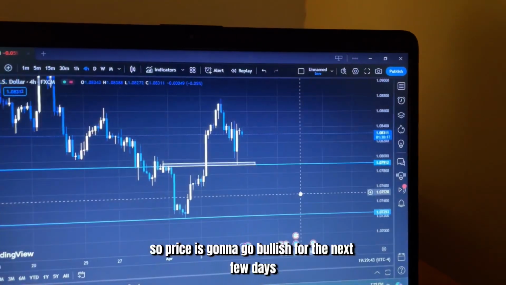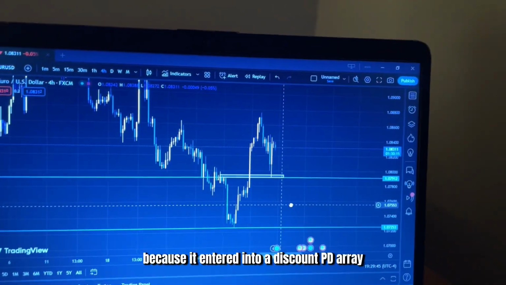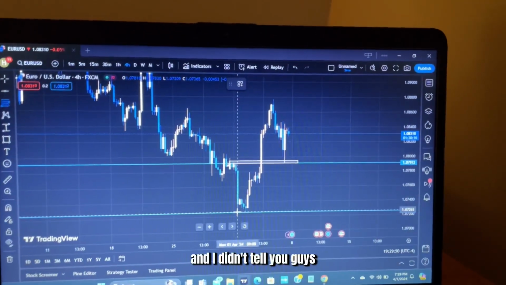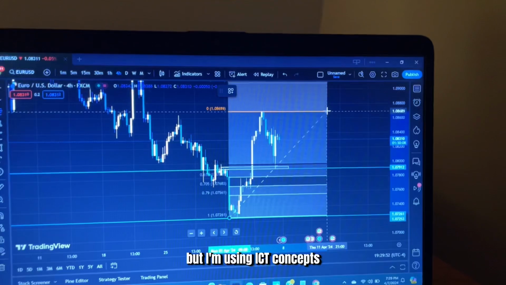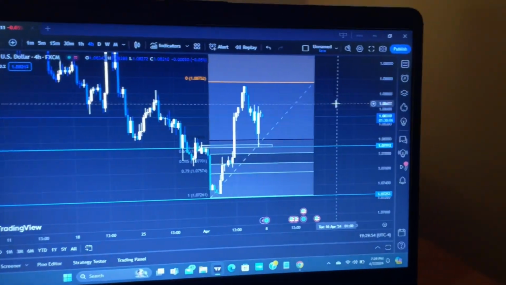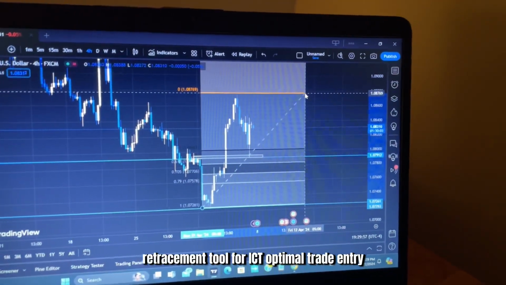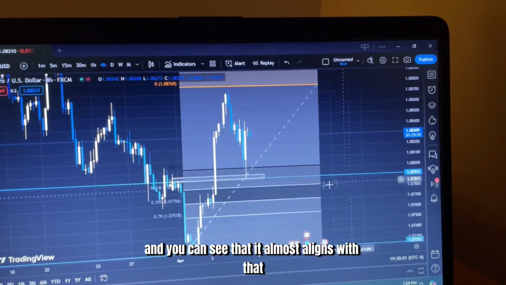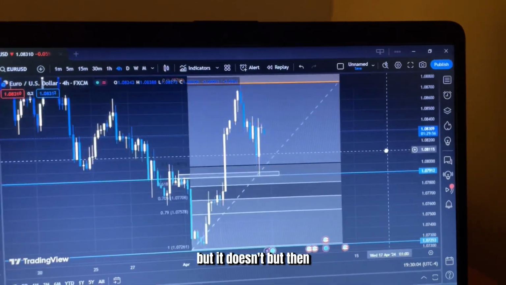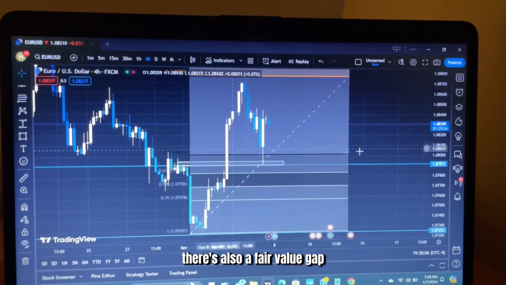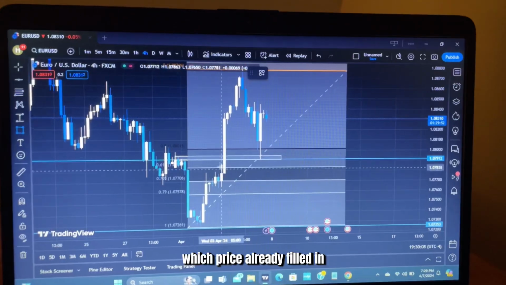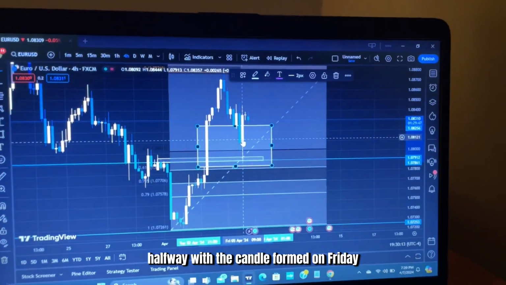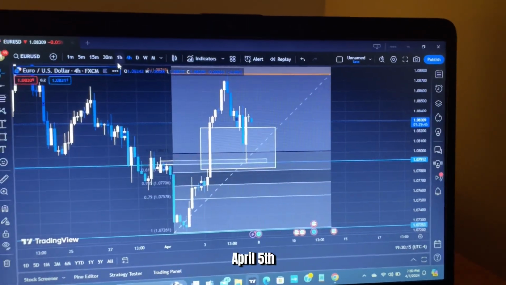So price is going to go bullish for the next few days because it entered into a discount PD array, and I didn't tell you guys what I'm using: ICT concepts. And then we're using the Fibonacci retracement tool for ICT optimal trade entry. And you can see that it almost aligns with that, but it doesn't. But then there's also a fair value gap that needs to be filled in, which price already filled in halfway with the candle formed on Friday, April 5th.